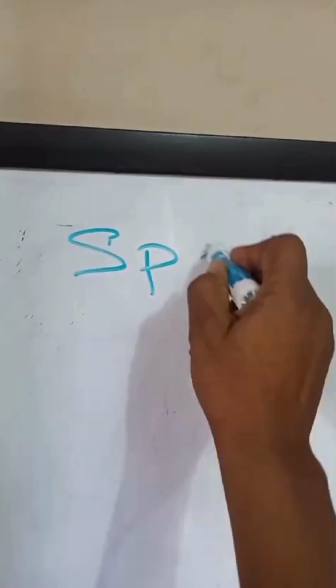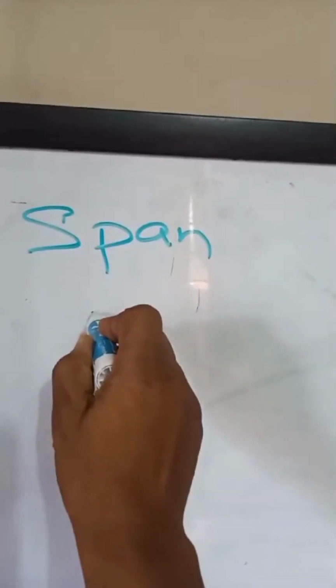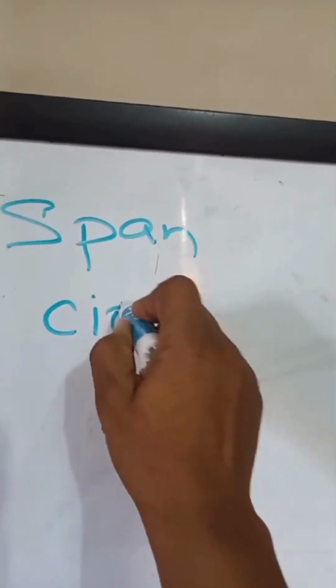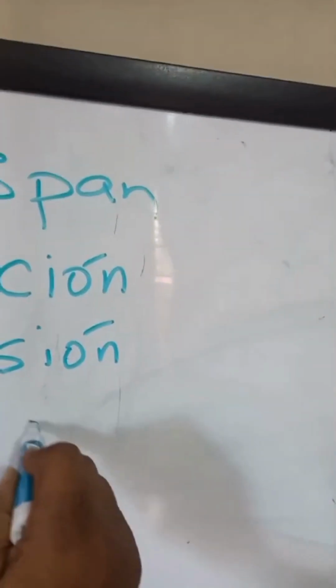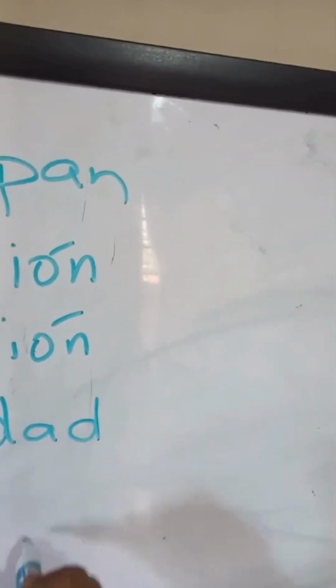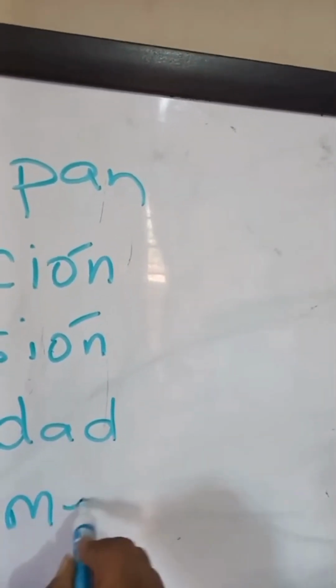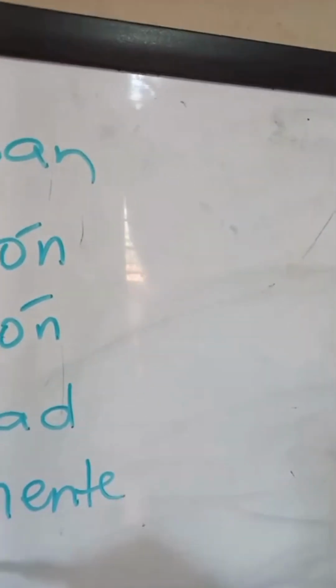So on the Spanish side, we have endings like sion, dad, mente, just to name a few. I'll do one more, ista.